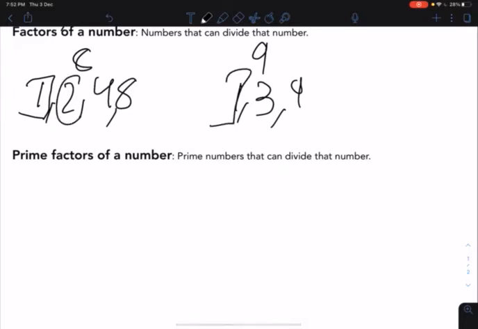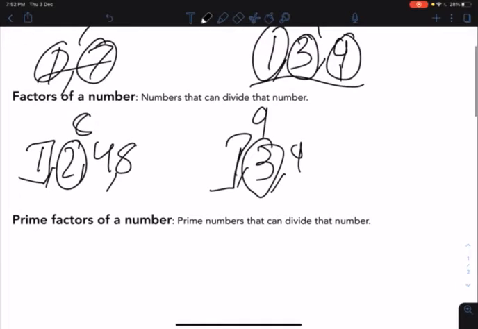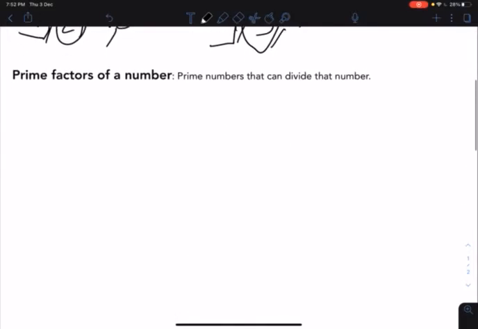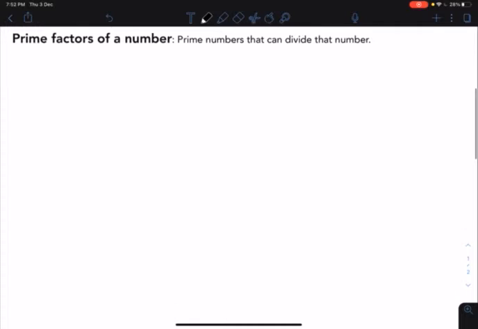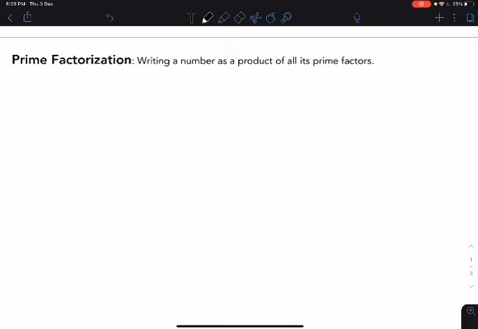As we can see that 2 from 8 and 3 from 9 are prime numbers because they both can only be divided by 1 and themselves. So we can say that 2 from 8 and 3 from 9 are prime factors. Now let's take a look at them. Prime factors of a number are prime numbers that can divide that number. So as we saw, 2 is the prime factor of 8 and 3 is the prime factor of 9.